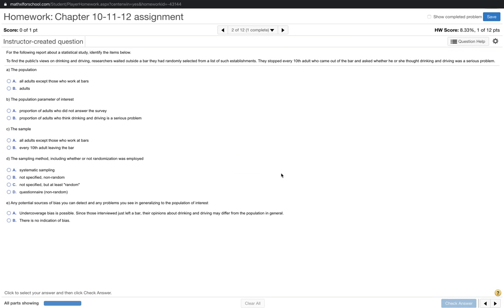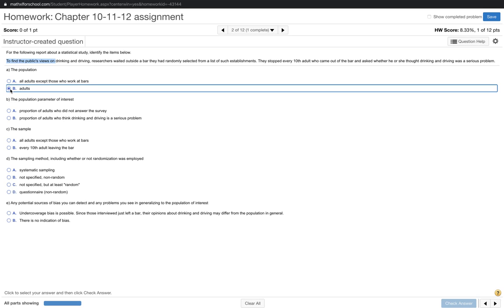Okay, so that's the first question. Let's see, number 2. We're going to do the same thing. So define the public views on drinking and driving. Researchers waited outside a bar they had randomly selected from a list of such establishments. They stopped every 10th adult who came out of the bar and asked whether he or she thought drinking and driving was a serious problem. What is the population? Okay, all adults except those who work at bars, or adults. Okay, well, go to the first part here. Define the public's view on drinking and driving. Okay, that doesn't imply those who work at bars, so it's going to be adults.